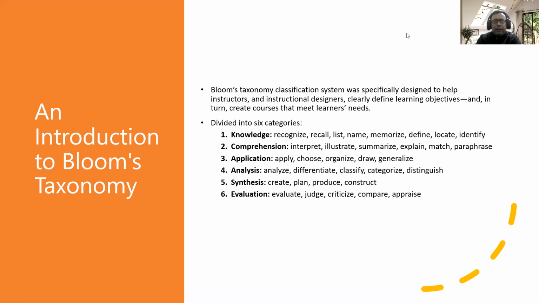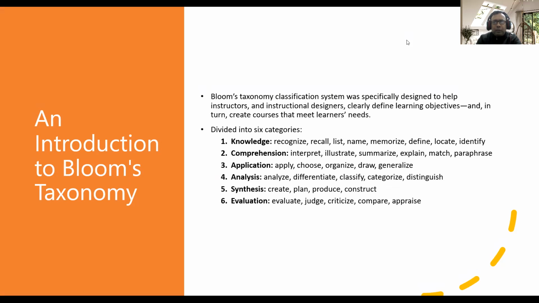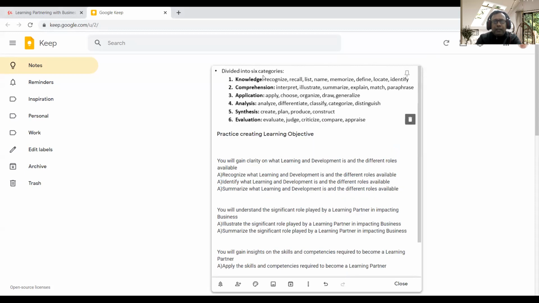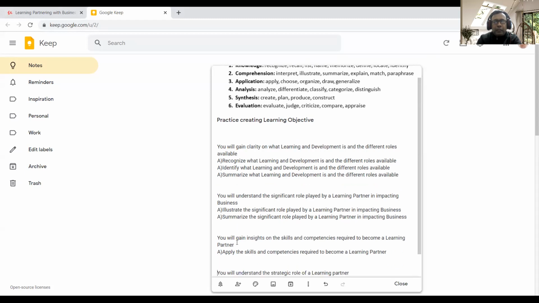I think I have not shown you this, so let me quickly share my screen again with you guys for the Google Keep, so this will be clear. This is what I wanted to show you. These are the six categories and the words, and what I just tried to show you is to change these particular objectives and use those words like recognize, identify, summarize over here, illustrate, summarize, and apply in the next one.